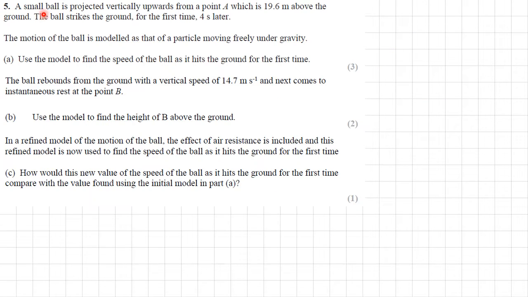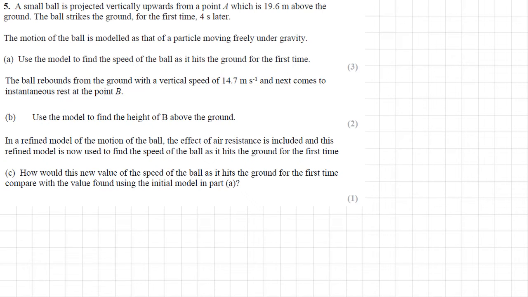Question 5. A small ball is projected vertically upwards from point A, which is 19.6 meters above the ground. The ball strikes the ground for the first time 4 seconds later. The motion of the ball is modelled as that of a particle moving freely under gravity. Use the model to find the speed of the ball as it hits the ground for the first time.